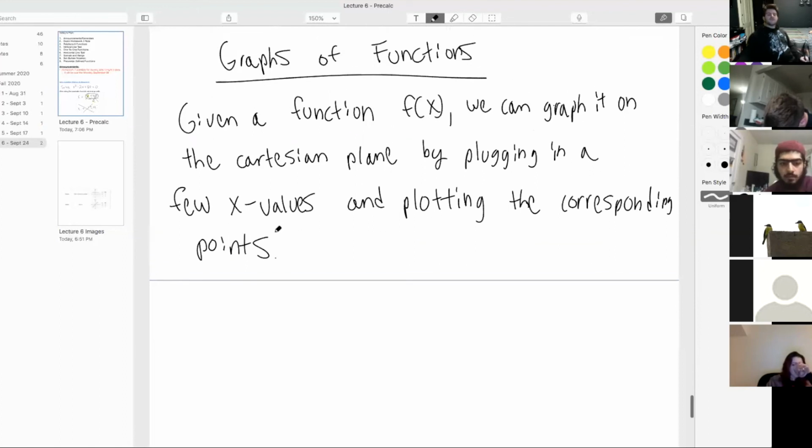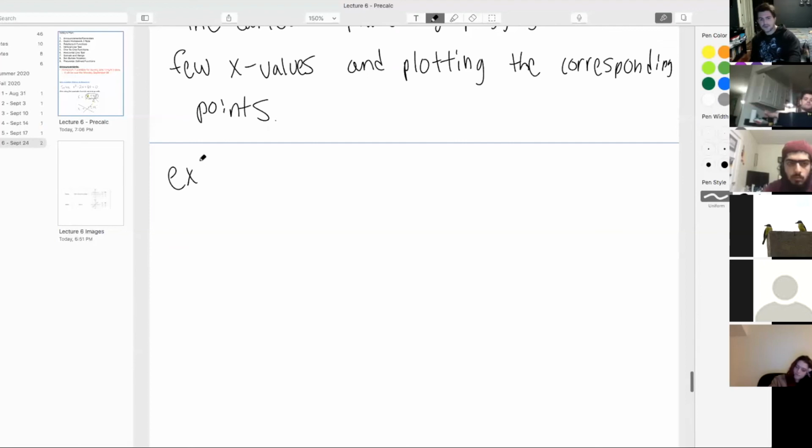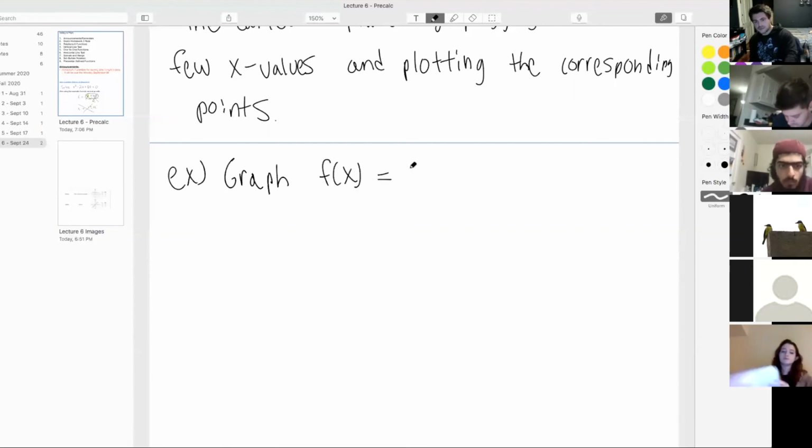So this is kind of similar to when we were graphing lines. We set up a table with some input values, and then we put their outputs, and then we plotted them on the plane. All right, so let's just quickly do that. So the example will be to graph f of x equals x squared minus 1.